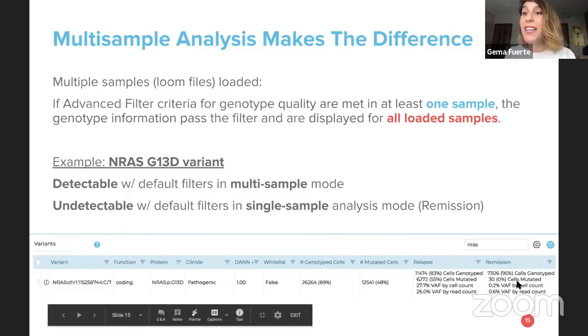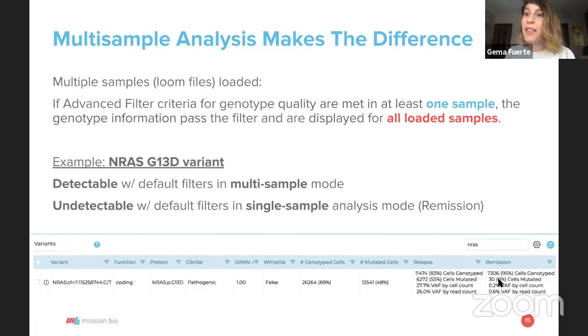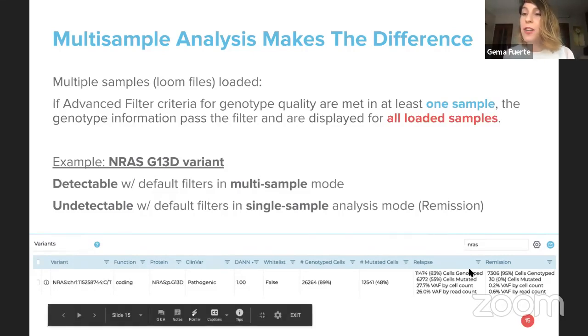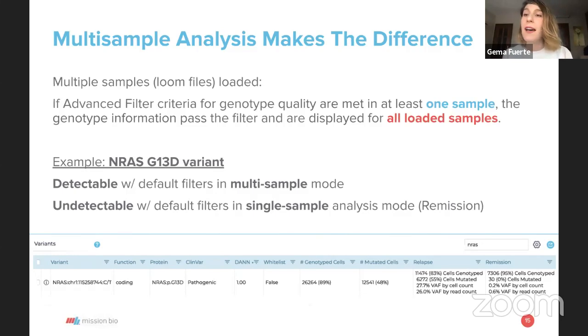So of course, it does not filter it out, because that's all the magic of this high sensitivity analysis, that you load a remission sample, and even if the mutation is present in 2 or 3 cells, then you will be able to see it. That's why it is so important to do multi-sample analysis if you have the chance, but it's not necessary. It is not a must.